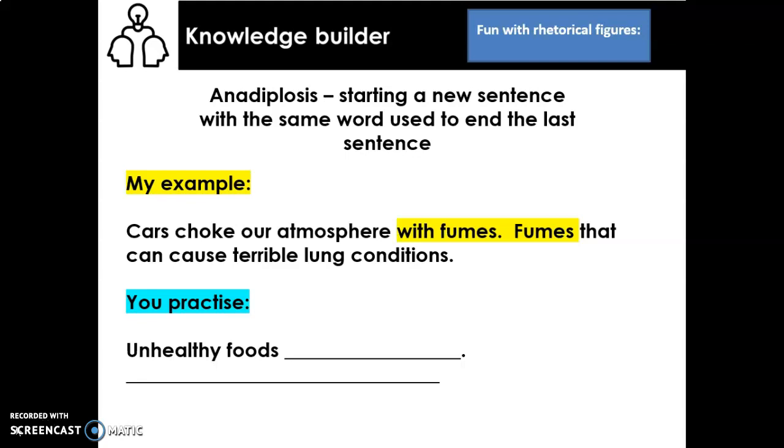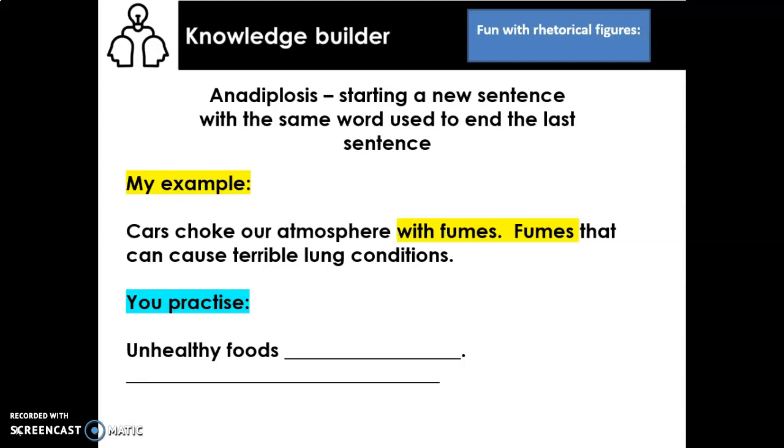So, rhetorical figure number 2. Antiplosis. Okay, so that's the Greek word. But what does it really mean? It means that you start a new sentence with the same word used to end the last sentence. Okay, let's get our heads around that. You start a new sentence with the same word used to end the last sentence.